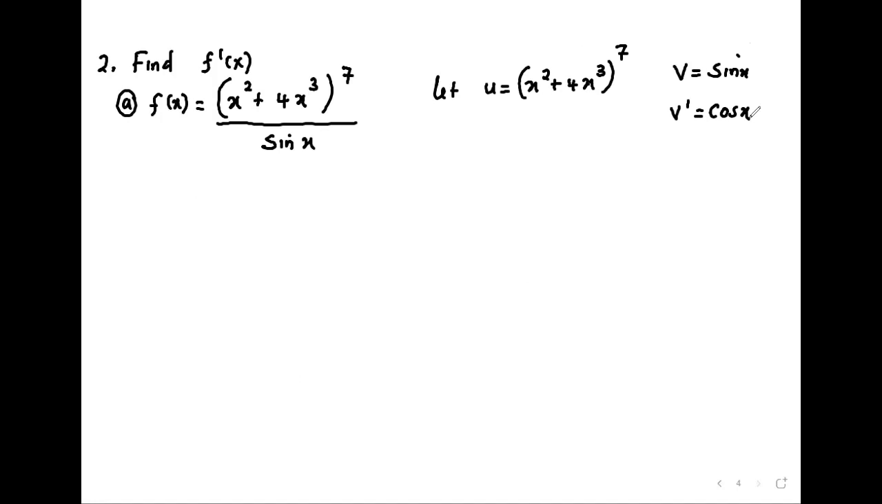The derivative of u we find now using chain rule. So we first bring down 7 and fix this. From 7 we subtract a 1, it becomes 6. And then multiply by the derivative of the inside. Using power rule, it will be 2x plus, using power rule again, 4. Like that.